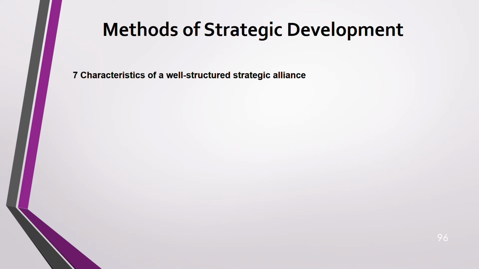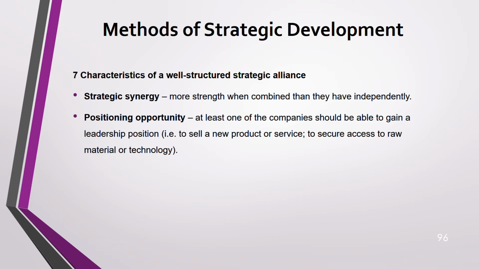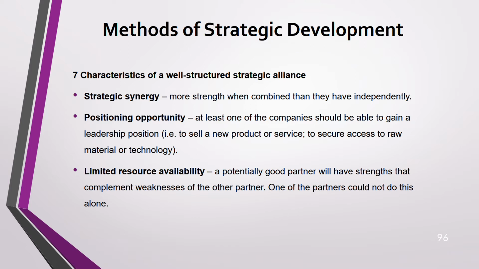Now let us move on to the 7 characteristics of a well-structured strategic alliance. How can you say a strategic alliance is well-structured? It should have the 7 characteristics. Number 1, strategic synergy has to be there. That means when you're combined, your strength is more than what it was when you were independently working. Second, positioning opportunity. At least one of you in that strategic alliance should have a leadership position. Maybe it is regarding technology. You have access to some technology or the raw materials, right? Could be for anything. Third, limited resource availability.